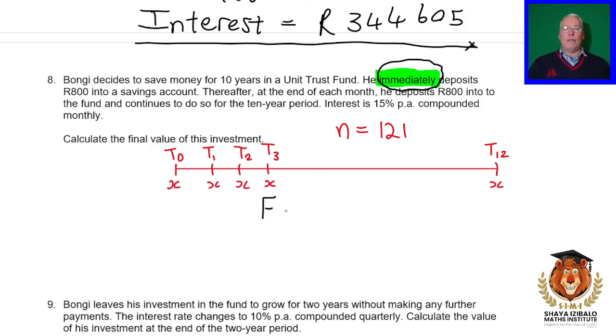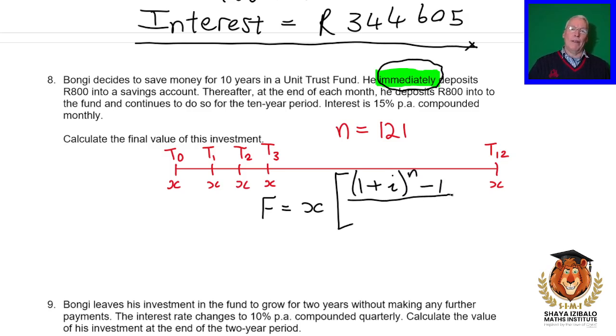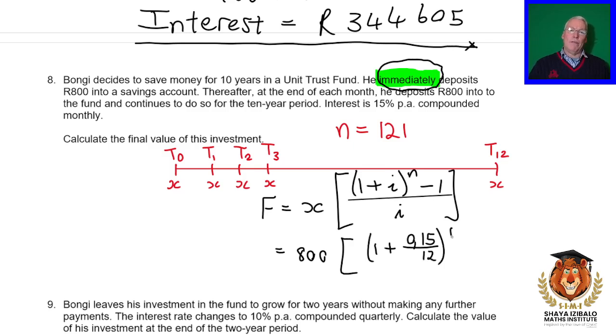So the future value formula, here it is. Again, hopefully we're getting to know it now. Although it gets given to us on a formula sheet, it's really useful if we can just write it down without having to think about it. There it is. So he's going to end up with 800 Rand. Now we've got 1 plus our interest rate, which is 15%, but that's per year, so we need to divide by 12. There are going to be 121 payments minus 1, over 0.15 over 12. Let's see what that all comes to.